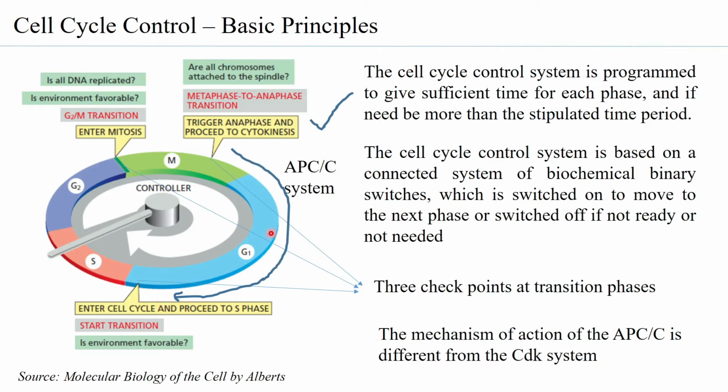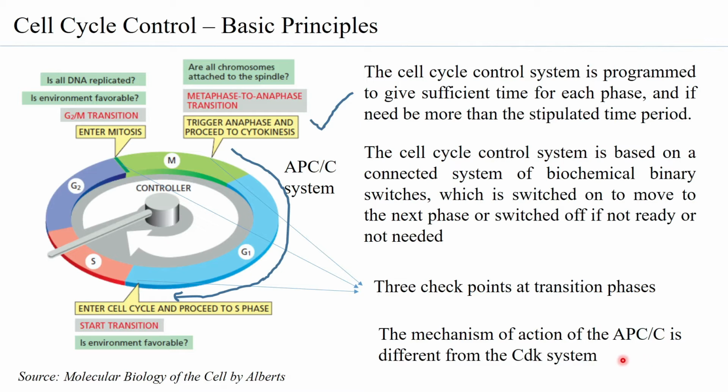And interestingly, the mechanism of action of the anaphase promoting complex is very different from that of the CDK system. While the CDK system relied on chemical modification, that is covalent chemical modification, that is addition of a phosphate, so when the phosphate is added, or when the phosphorus is transferred because of its kinase activity, the substrate that is getting phosphorylated will either get active or will get inactive. So that is how the CDK system used to work, but APC works in a different manner.